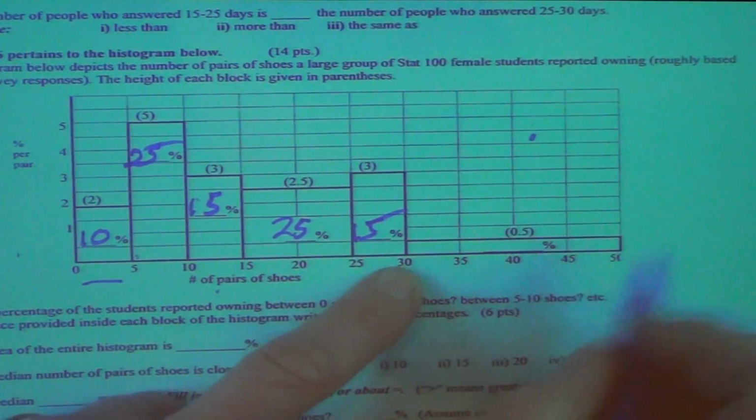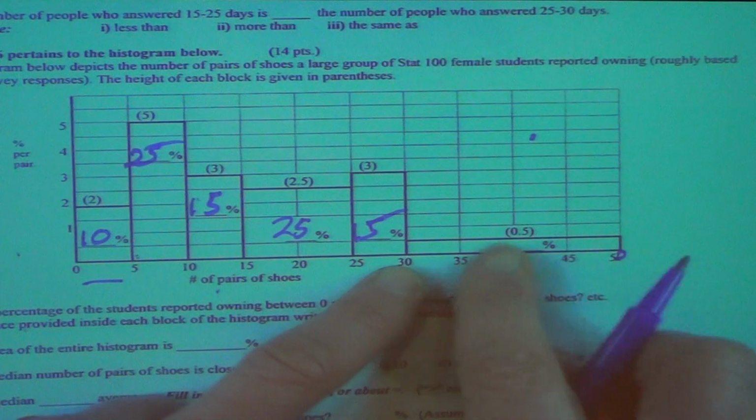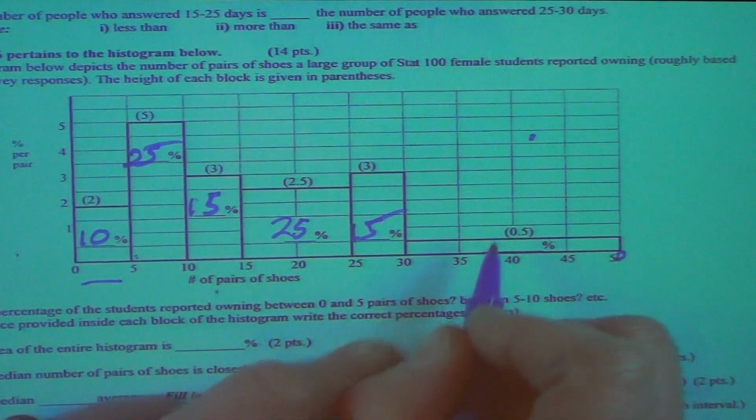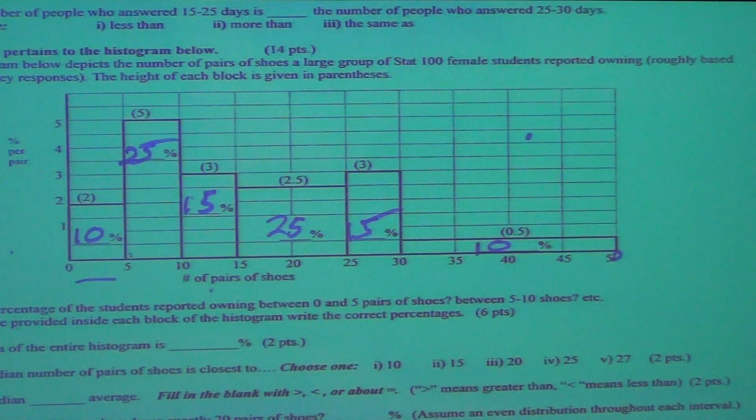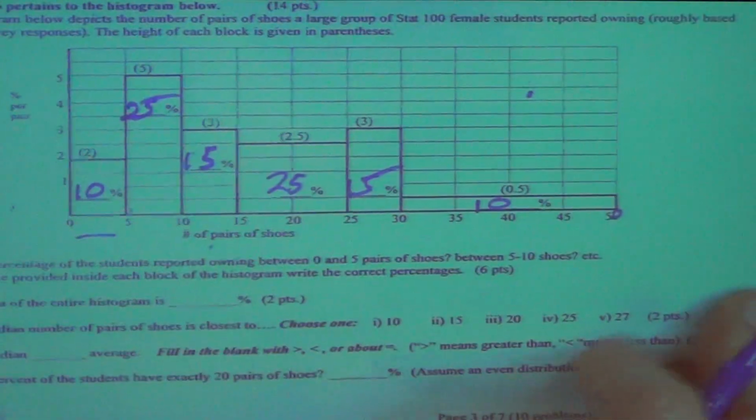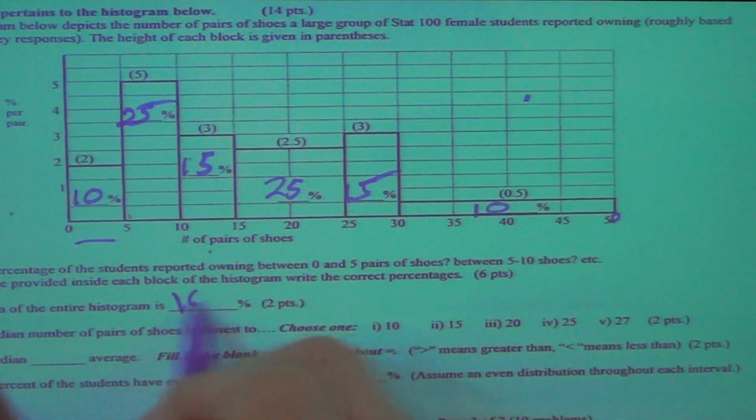This one, whoa, that goes all the way to 50. 20 times a half is 10. Now you add them all up, and what do they have to equal? 100. So don't make a mistake. Even if it, always fill them all in. All right, now, it's 100%.